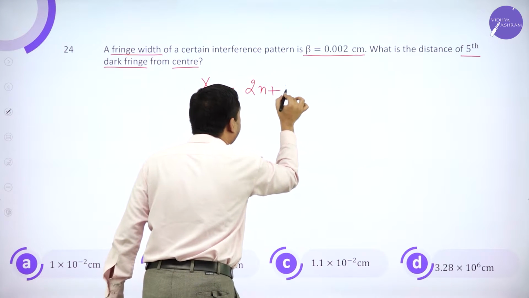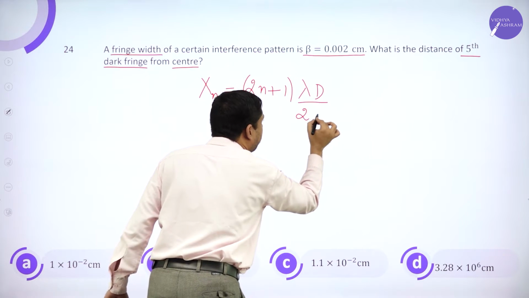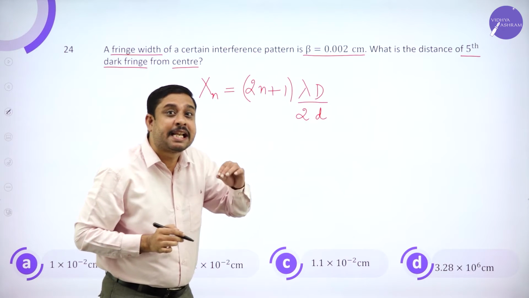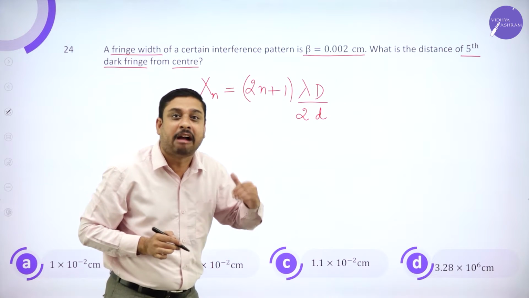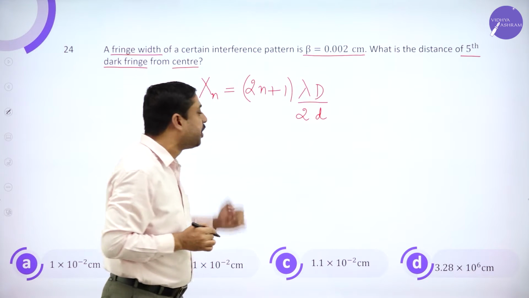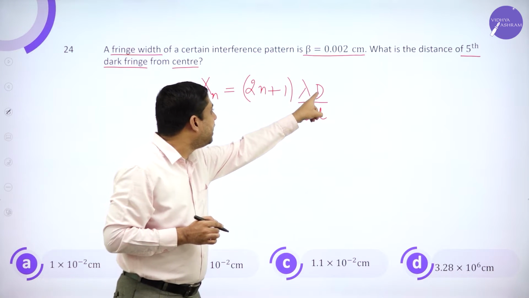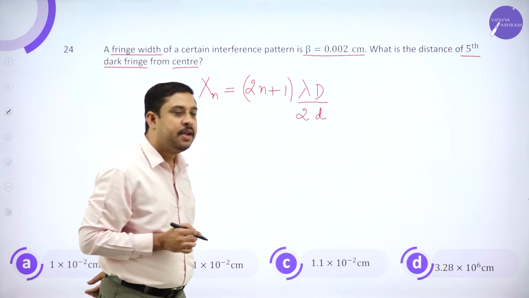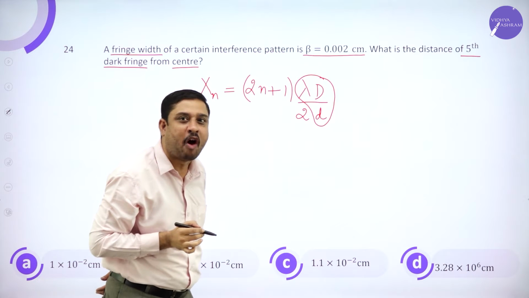2n plus 1 lambda D divided by 2d. It comes in the interference lesson: the distance of the nth bright fringe from the center, the nth dark fringe from the center. Since a dark fringe is given in the question, it is 2n plus 1 lambda D divided by 2d. Now, if you observe, what is this lambda D by small d?